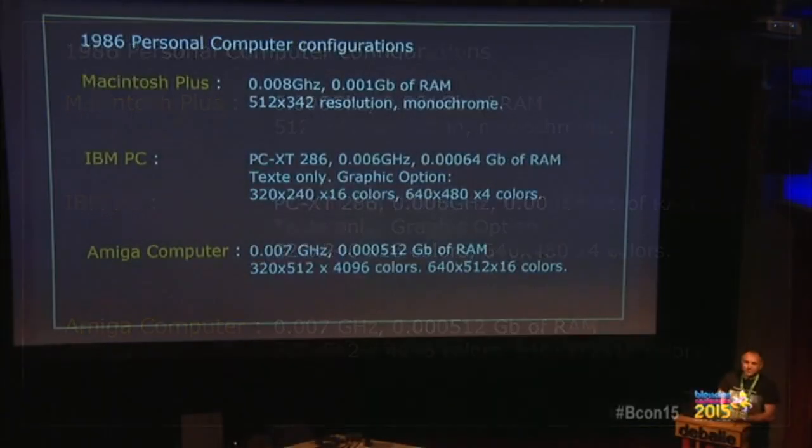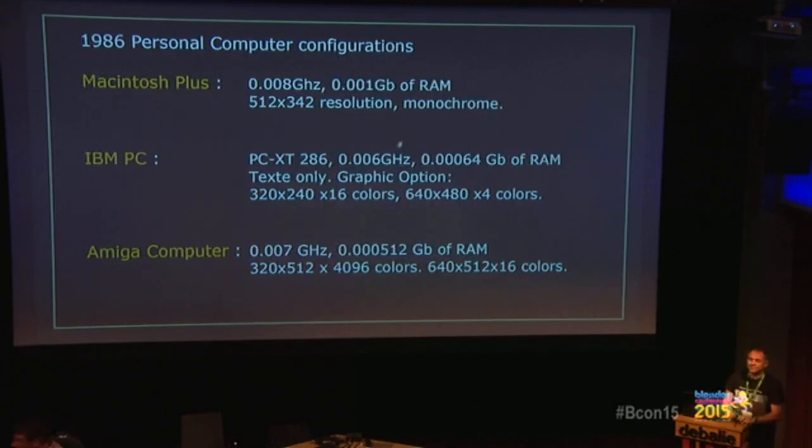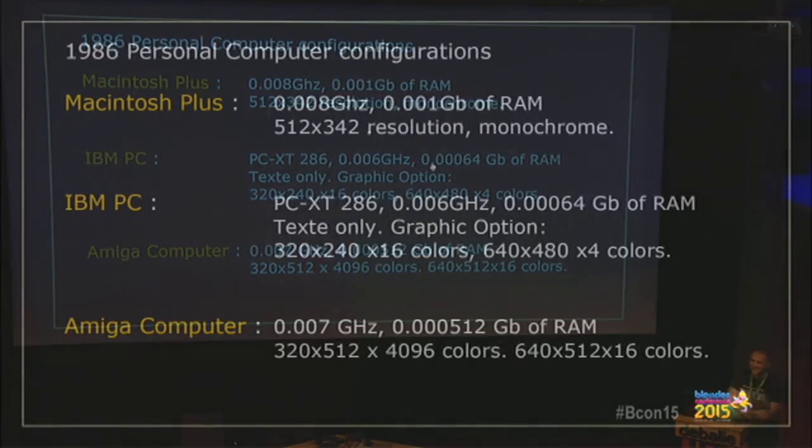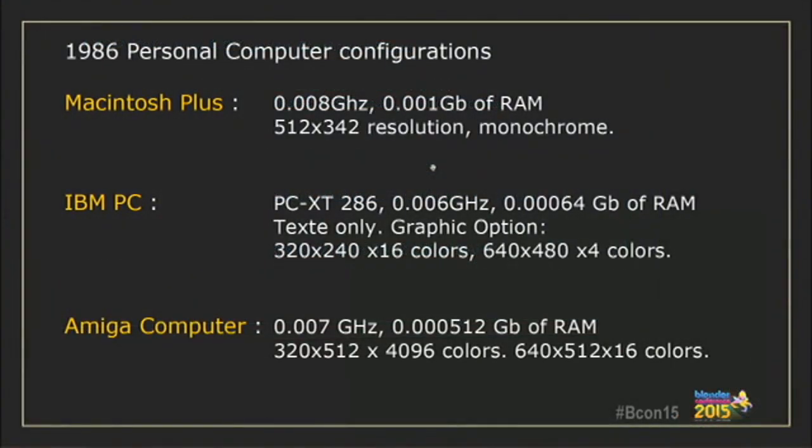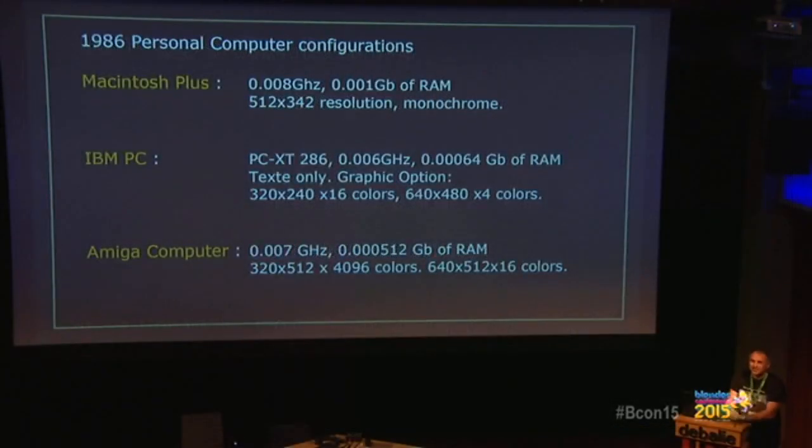And here are the computers. What were computers in 1986? For young people to understand, I write in gigahertz and in gigabytes. It was slow. Mostly it was slow.